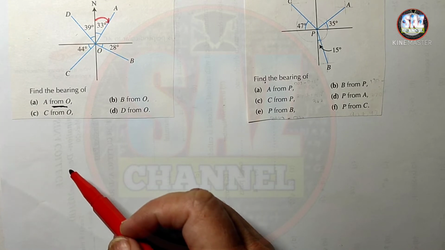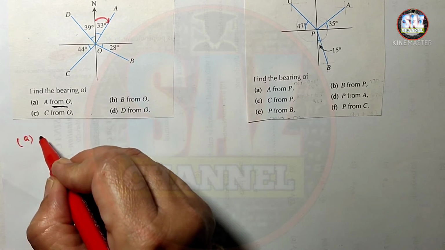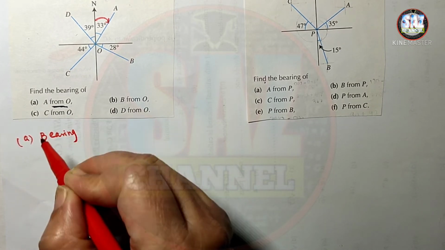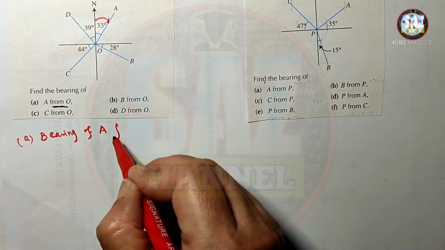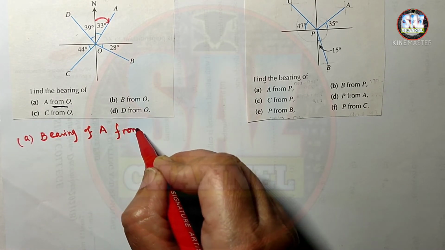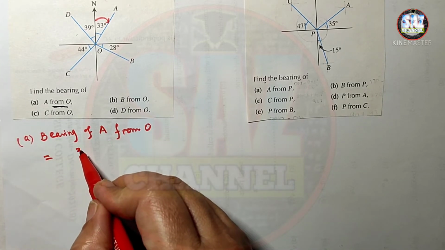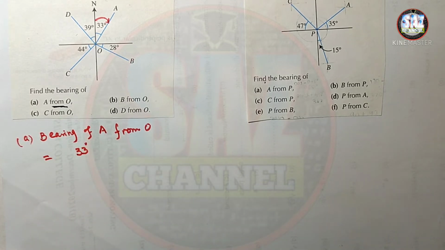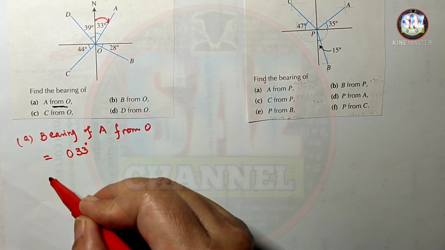So bearing of A from O equals 33 is the angular turn, but we know that we have to give our answer to 3 digits. So as this is the acute angle, we'll be writing 033 degrees.